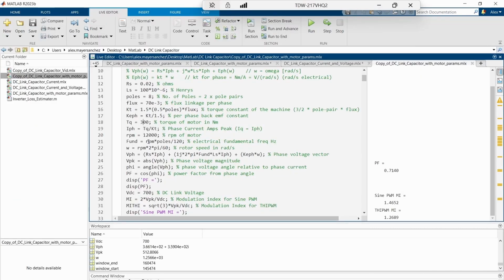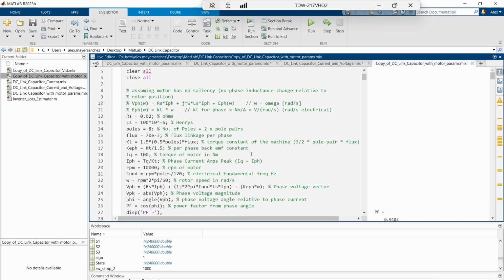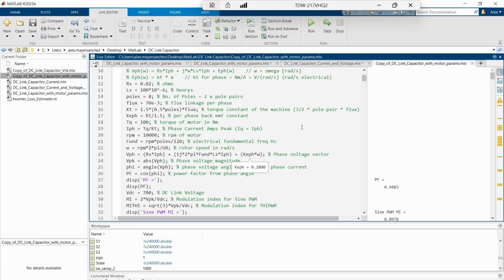So since I input an RPM that is above the base speed, the modulation index has to go above 1, which, I mean, you can modulate above 1, but this won't actually allow you to rotate faster than 12,000 RPM. So let's change it to like 10,000 and see what we get. Let's just do like 100 Newton meters. So now it loaded. I'm totally just rambling in this last video, sorry. What was I saying? Oh yeah, so we changed the torque and speed parameters. We get a new power factor and new modulation index.